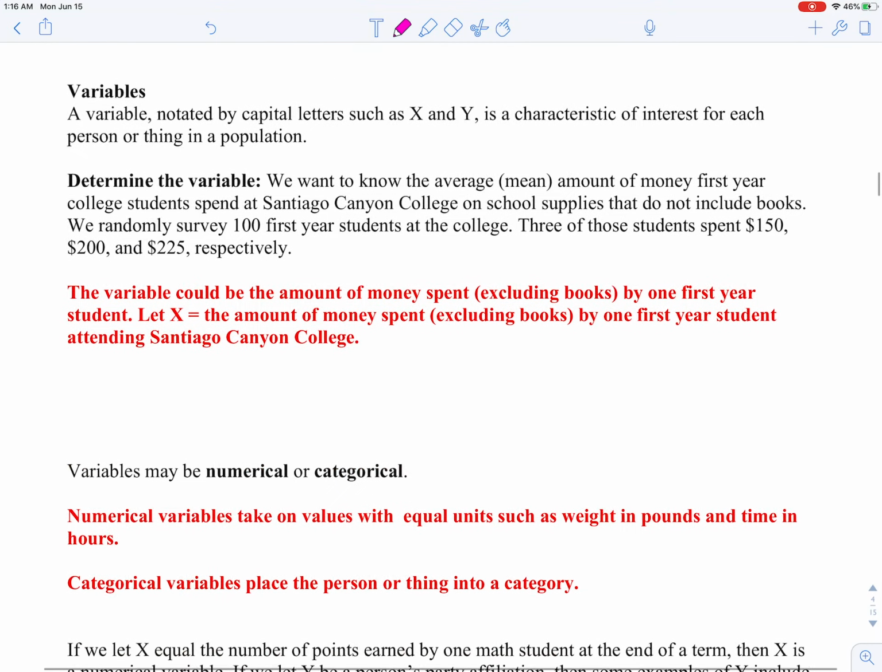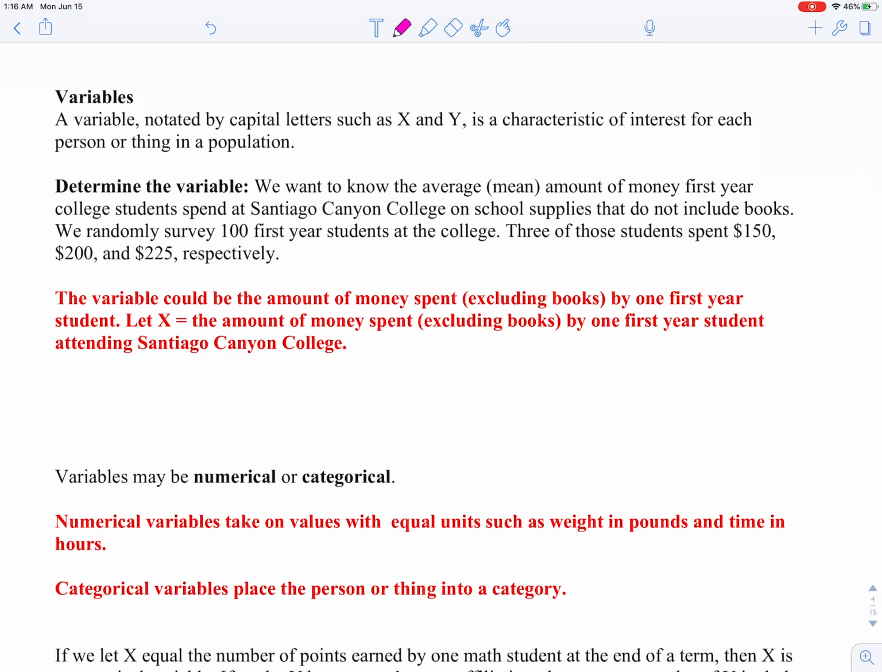moving on. So variables, right? You've heard that term numerous times in your mathematical career throughout school. Variables, letters that represent numbers that can change, right? So a variable notated by capital letters such as X and Y, is a characteristic of interest for each person or thing in a population.